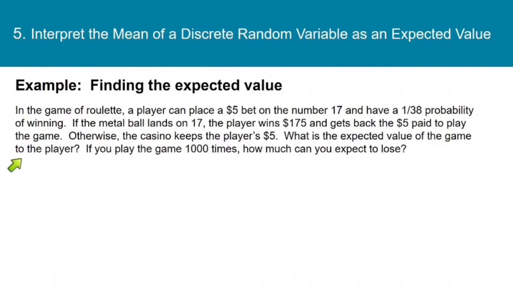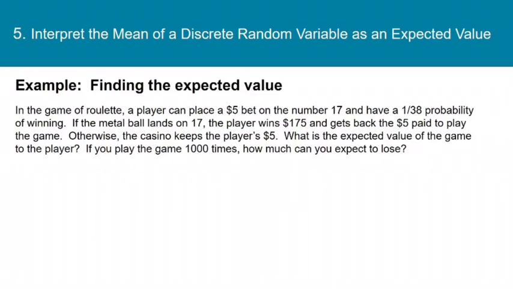And here's another expected value problem for us, and this one is a gambling problem. This one says, in the game of roulette, a player can place a $5 bet on the number 17 and have a 1 in 38 probability of winning. If the metal ball lands on 17, the player wins $175 and they get back the $5 they paid to play the game. Otherwise, the casino keeps the player's $5. What's the expected value of the game to the player? And if you play the game 1,000 times, how much can you expect to lose?